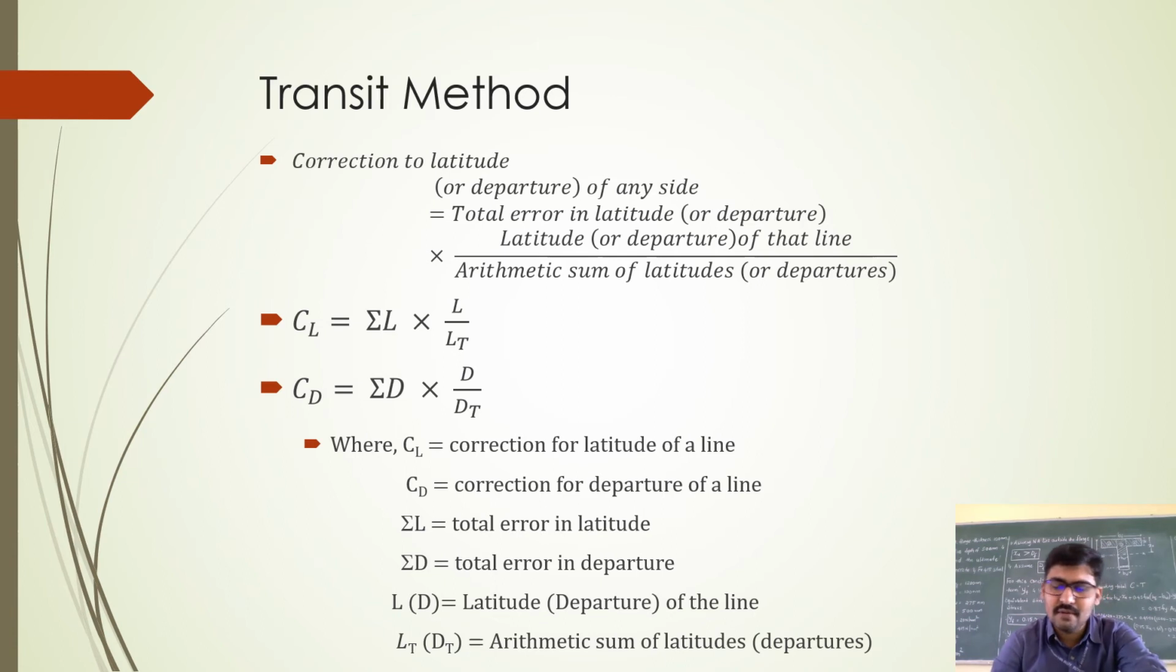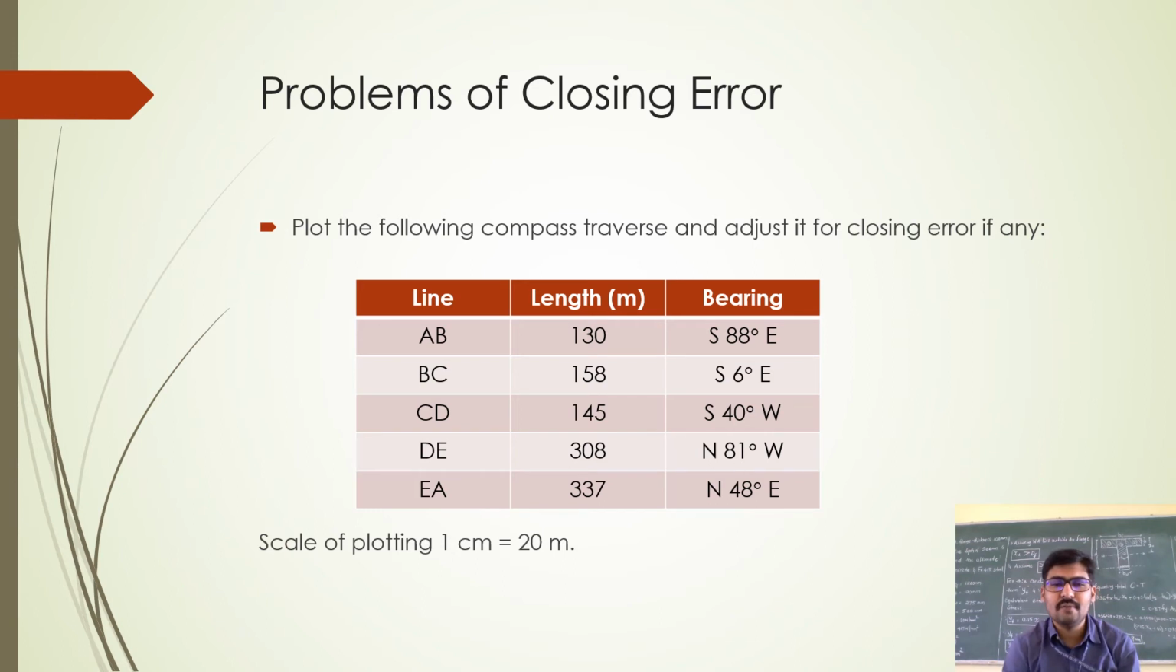So let us see how the problem is going to be solved. This is one problem that you have here. Plot the following compass traverse and adjust the closing error, if any. This is the observation made. There are lines AB, BC, CD, DE, then EA, five lines. The length of all the lines is given here, and the bearings are given: south 88 degrees east, south 6 degrees east, south 40 degrees west, north 81 degrees west, north 48 degrees east.